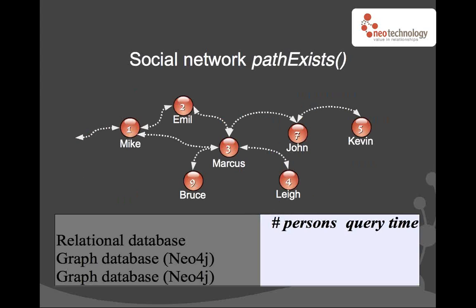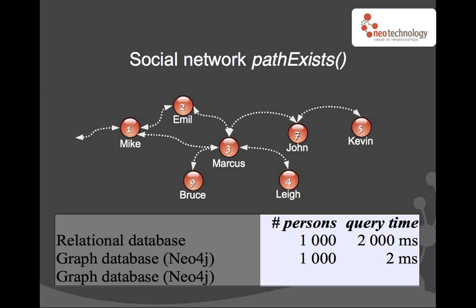So if we look at the numbers for this, the query again was grab 2 people at random, for example, Mike and Kevin, and check if they're connected. Not even how, but if they're connected. Mike and Kevin in this case are connected, for example, through Emil, Marcus, and John, right? So running that query in a popular open source relational database, with 1,000 people, you have an average of 2,000 millisecond query time. We ran this in Neo4j, and with 1,000 people, we have 2 millisecond query time. So that is substantially faster.